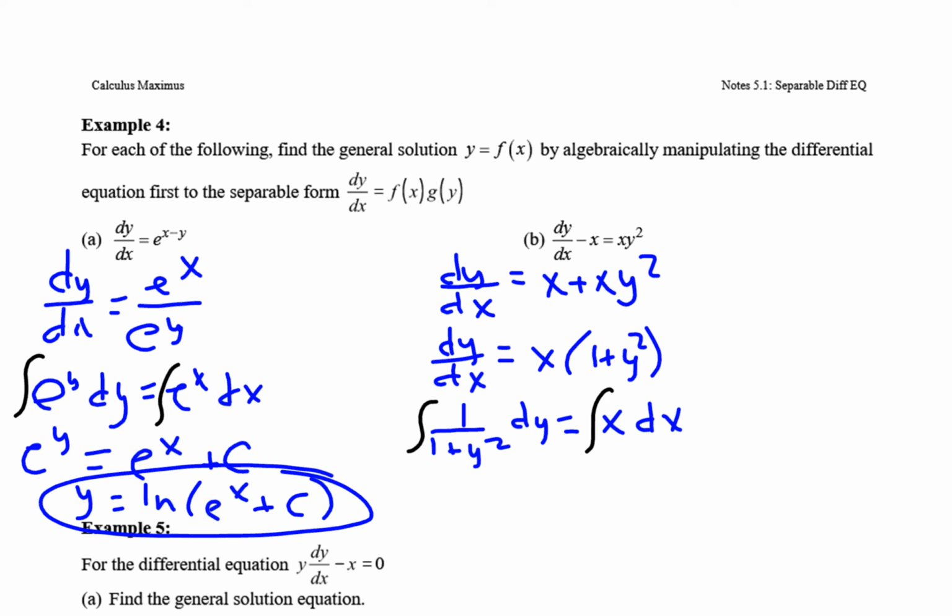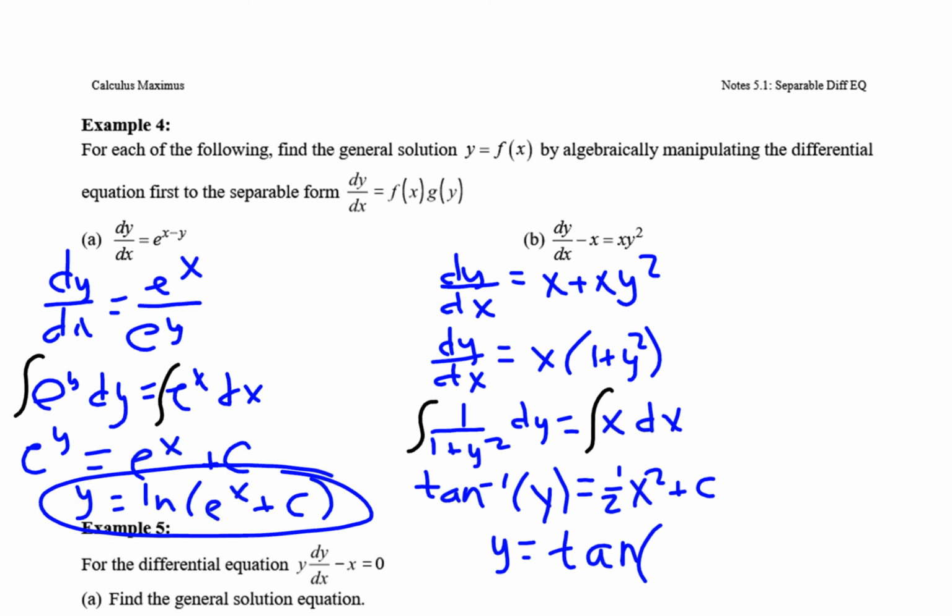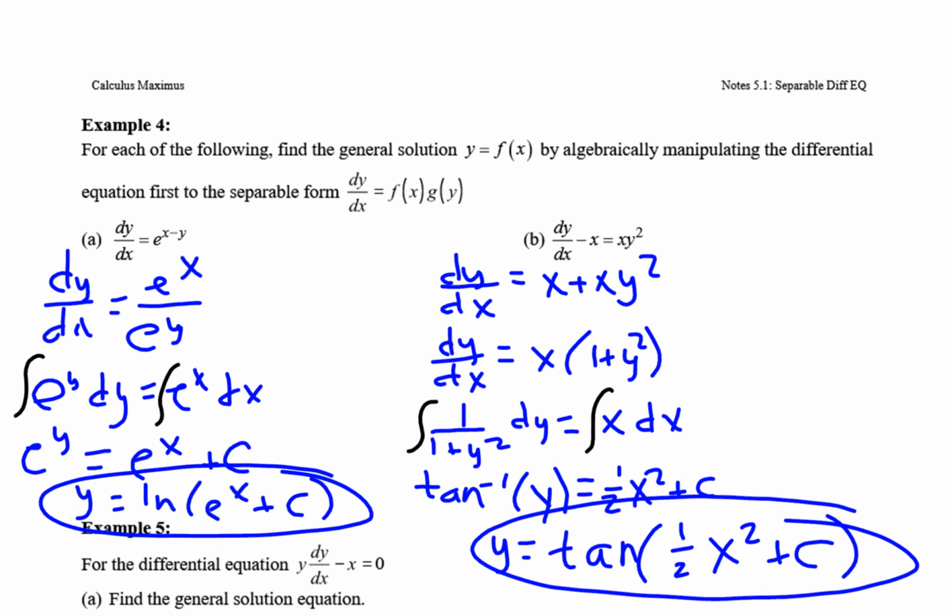So this one, hopefully you remember, that's arctan, or inverse tangent. And this would be 1/2 x squared plus c. One more step, solve for y. y equals tangent of that. To solve for y, we would just have to take the tangent of both sides. There we go. Now, if they gave us an initial condition, we could find a particular solution, but we don't have to, so we're not.